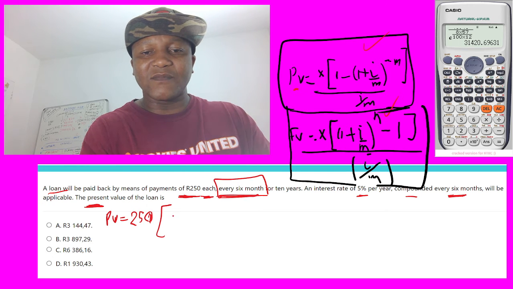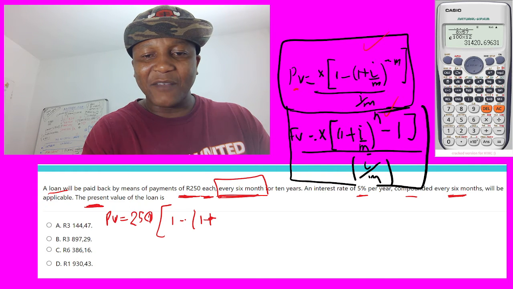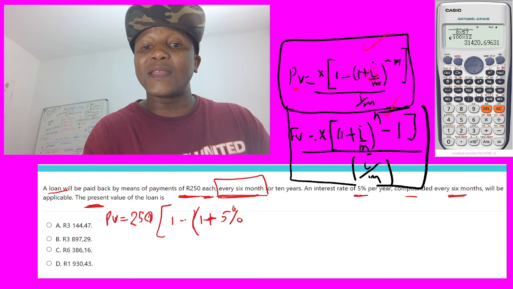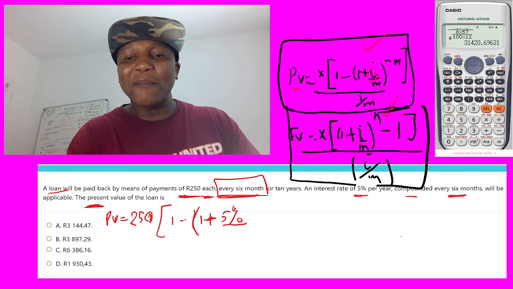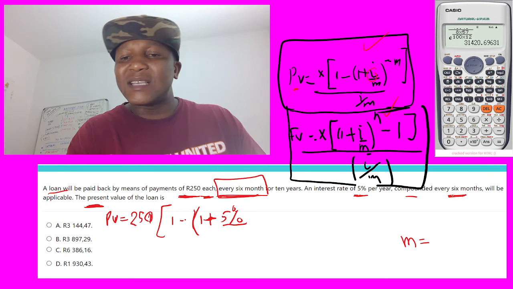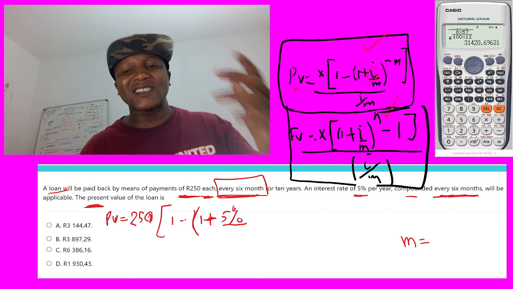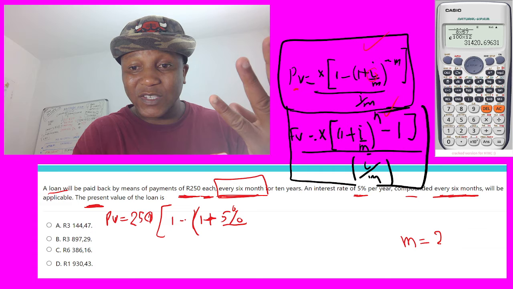Okay, present value, and then we say 1 minus 1 plus I. I is the interest rate which we got, 5%. This one, I is 5%, which is this one here. Then you divide by how it was compounded. What does this M represent? They say it was compounded every 6 months. Now you ask yourself, how many 6 months are in 1 year? There are 2 6-months in 1 year.